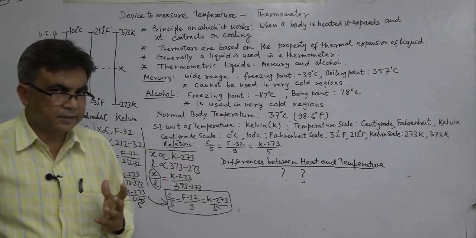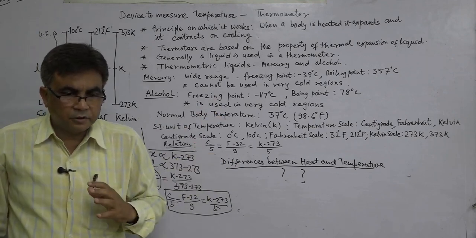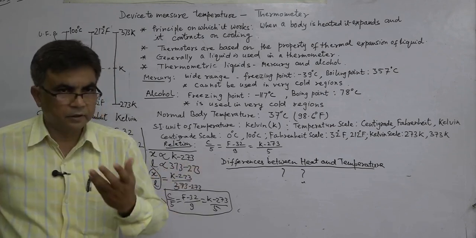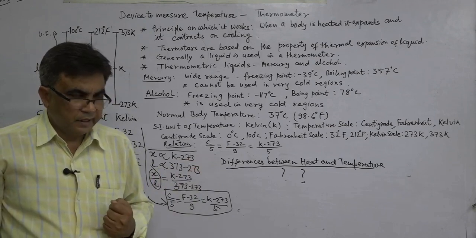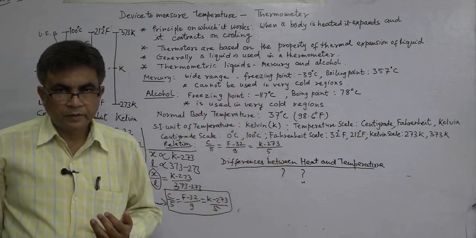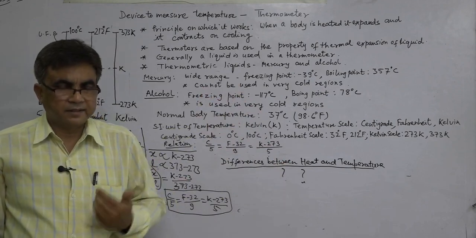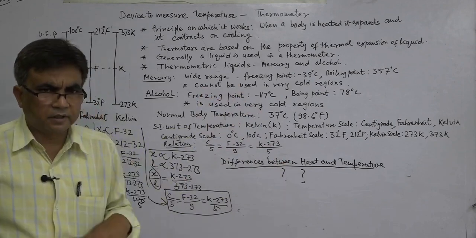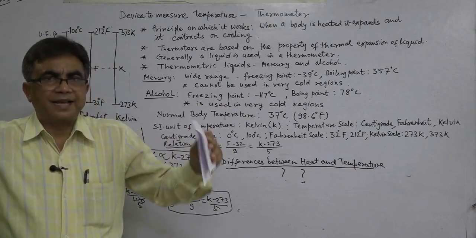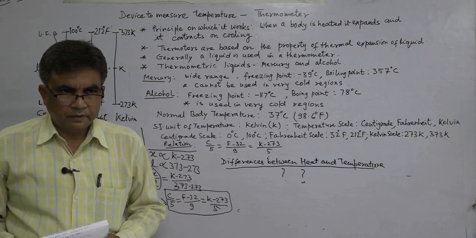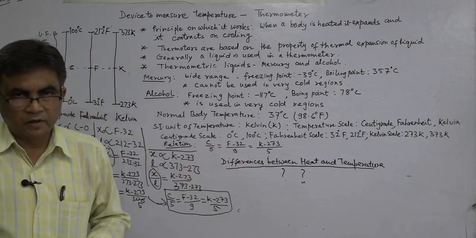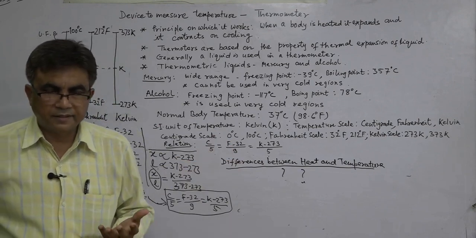So that is one difference. Now the second difference, as I just told you, you write the SI unit. The SI unit of heat, as you all know, is joules, and that of temperature is Kelvin, as we have already come to know. So these are the two differences. Another difference you have already come to know: heat of a body is the total kinetic energy of the body, whereas temperature is the average kinetic energy of the body.